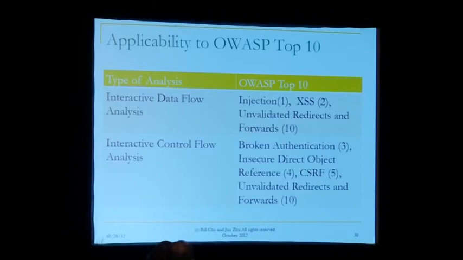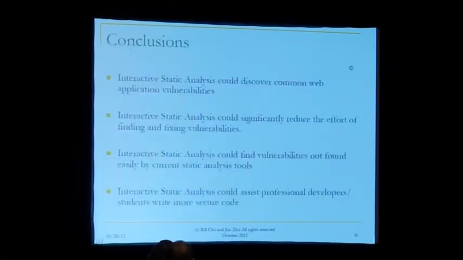With control flow analysis, we can deal with broken authentication and insecure direct object reference. So when you reference an object, we can ask, well, where's your access control check? Annotation, CSRF, and then again, some parts of unvalidated redirects and forwards. So about 60% of the categories in the Top 10 can be addressed in some fashion by this interactive analysis.